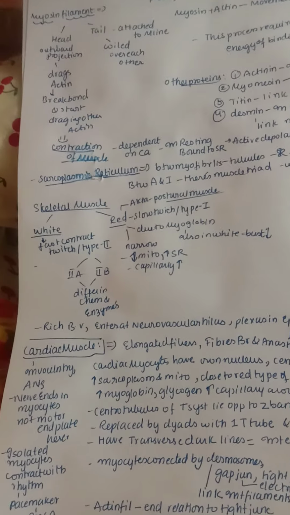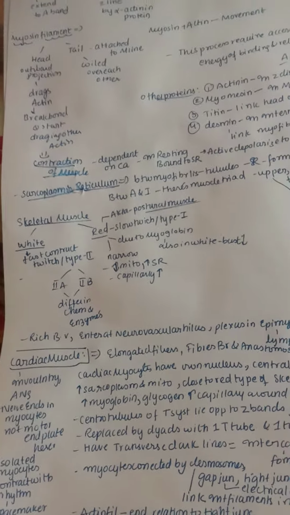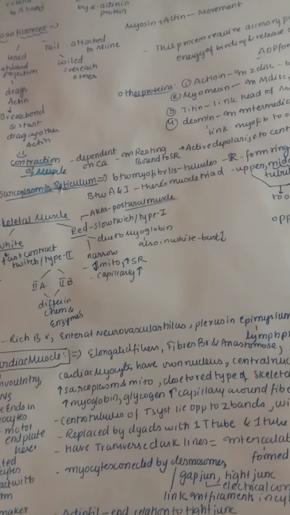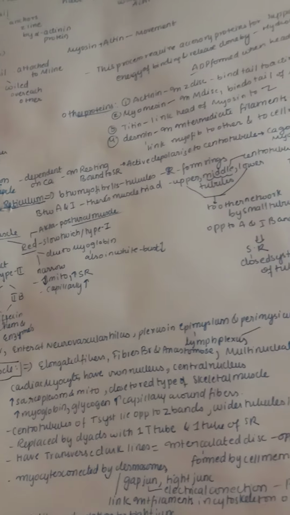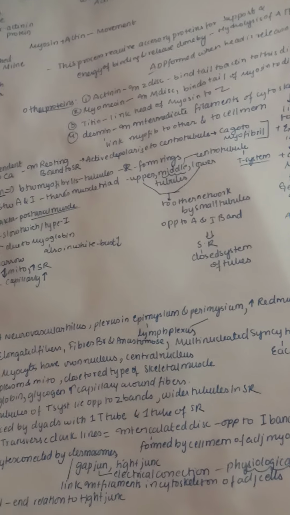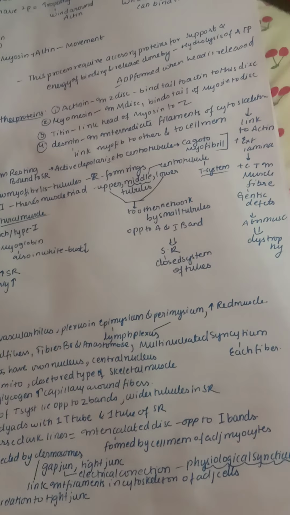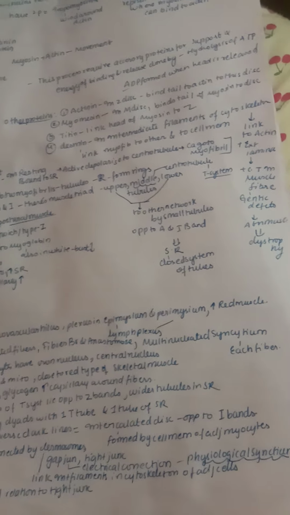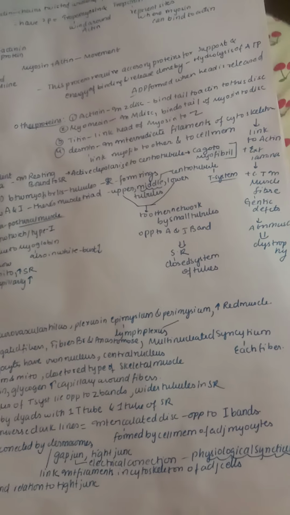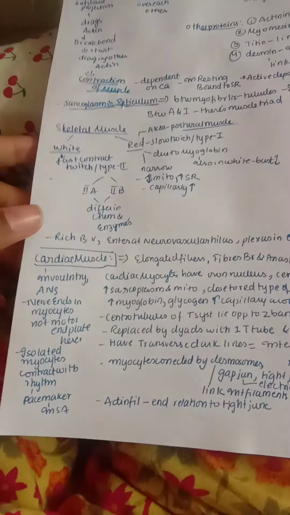So skeletal muscle mainly has a rich blood supply, with blood vessels entering at the neurovascular hilus, and the plexus is mainly present in the epimysium and perimysium, and there is also more in red muscle. The epimysium and perimysium also have the lymphatic plexus. So now let us check out the cardiac muscle.